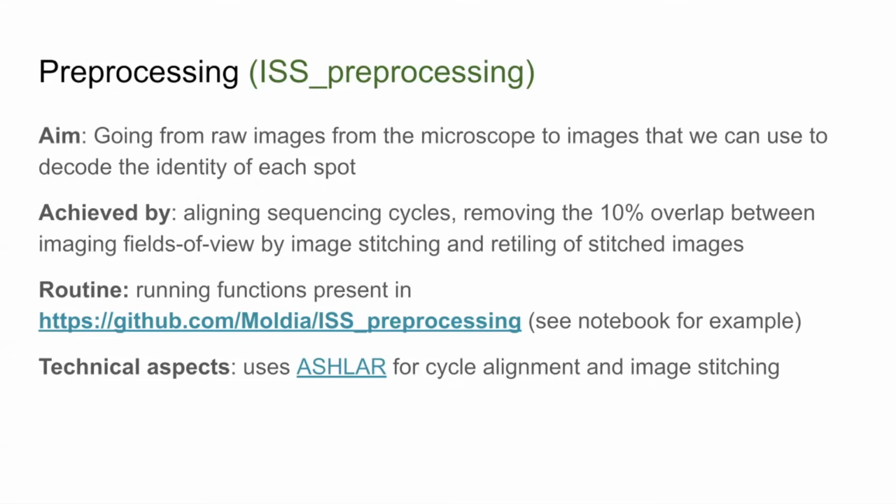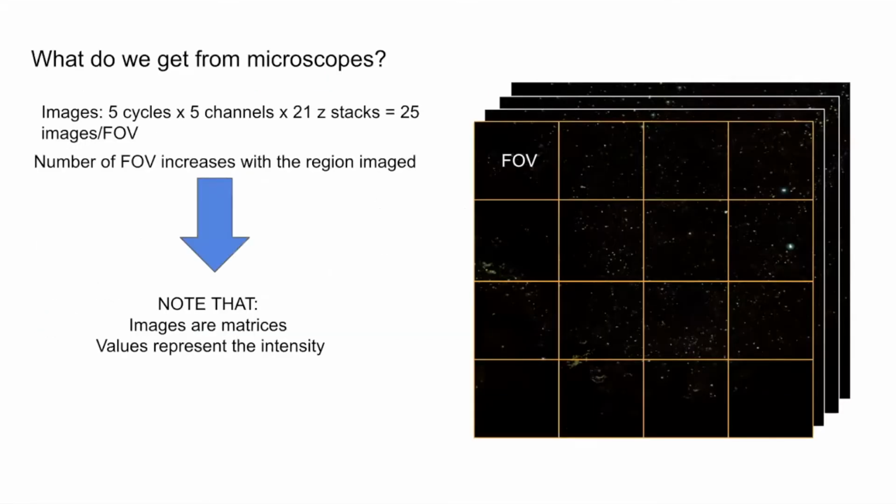And the routines here are present in a notebook for examples, so you can have a look at that and see if it works. But in this course, you won't really go from raw images from a microscope to something that you can decode. The technical aspect here is that it's using something called Ashlar, which was published quite recently, for cycle alignment and image stitching, which is great. It works wonders, really.